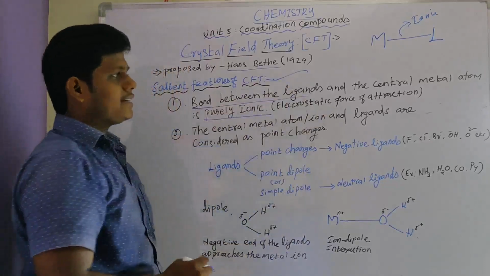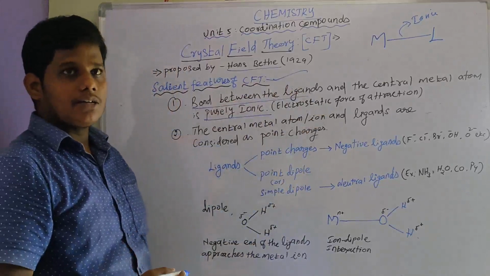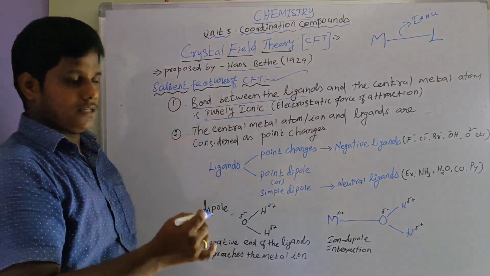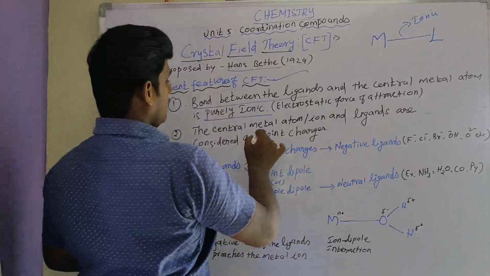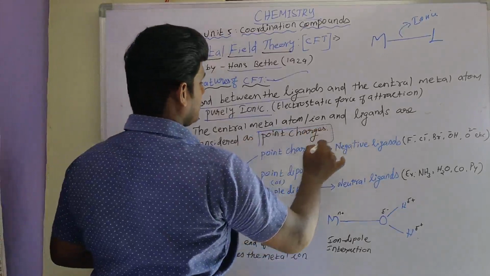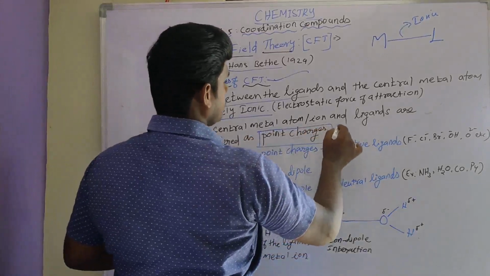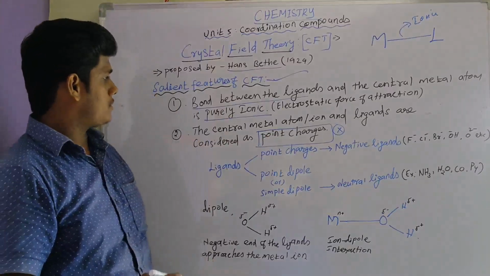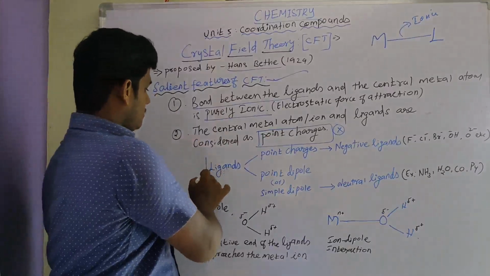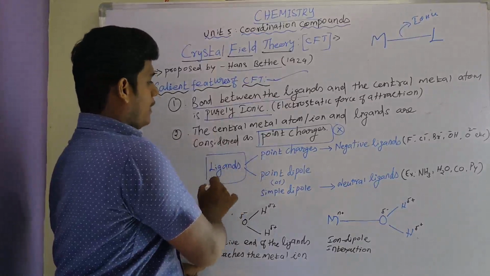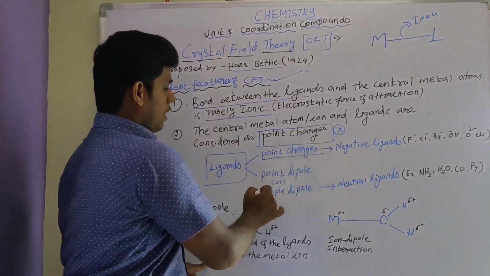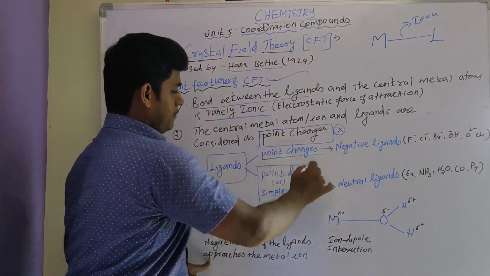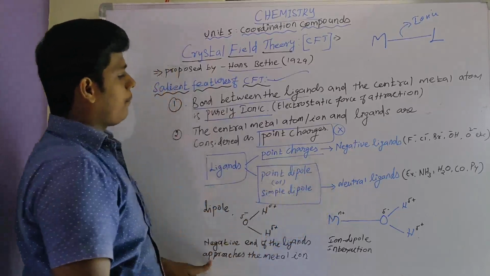Then the central metal ion and the ligand should be considered as point charges. Very important: the ligand is considered as point charges or ionic dipoles, that is, simple dipoles or point dipoles.